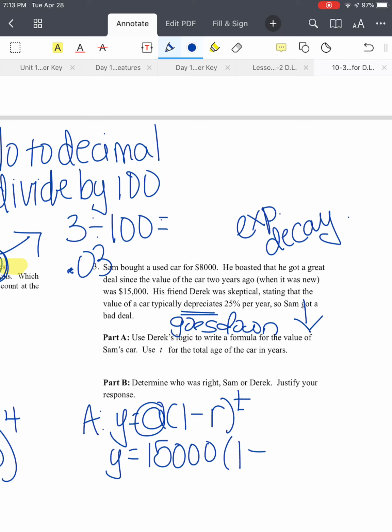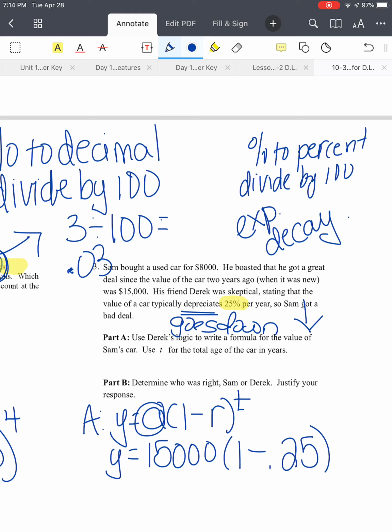And then I want to do 1 minus R. Now the rate is 25%, but I need to do that as a decimal. So again, decimal: 2%, divide by 100. So 25% divided by 100, 25 divided by 100 is 0.25, to the T.